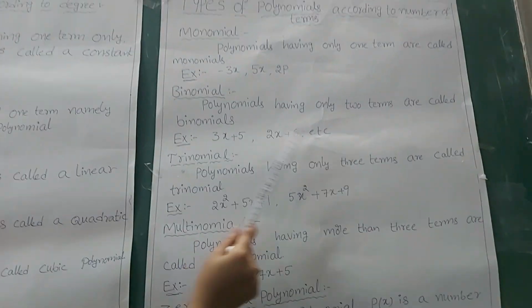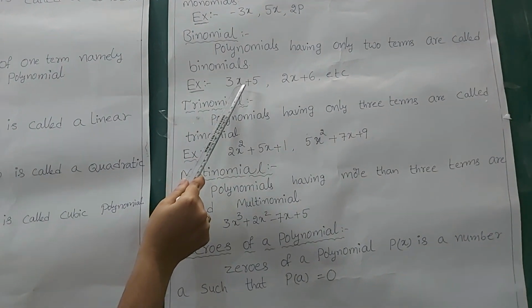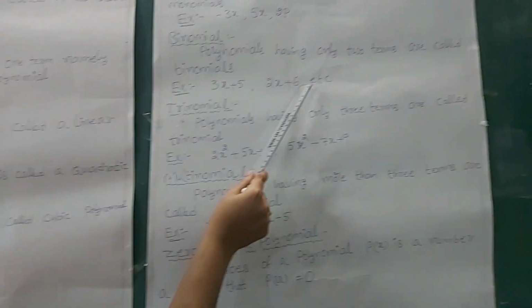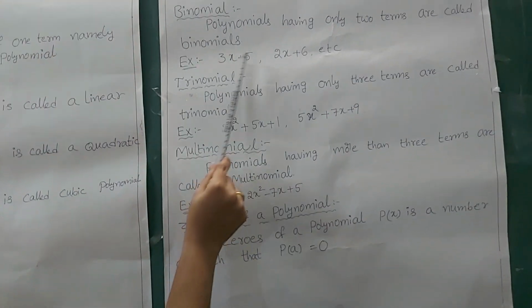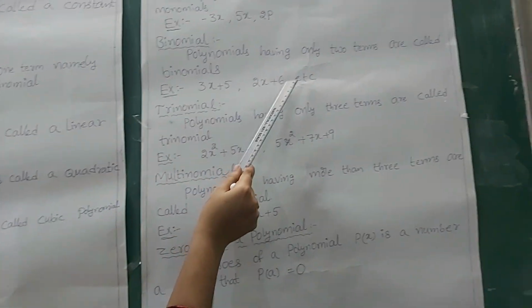In this, two terms are there. Children, look at this chart. One is 3x, second term is 5. In the second example, 2x is one term, second term is 6. So this example has two terms: 3x plus 5, 2x plus 6.